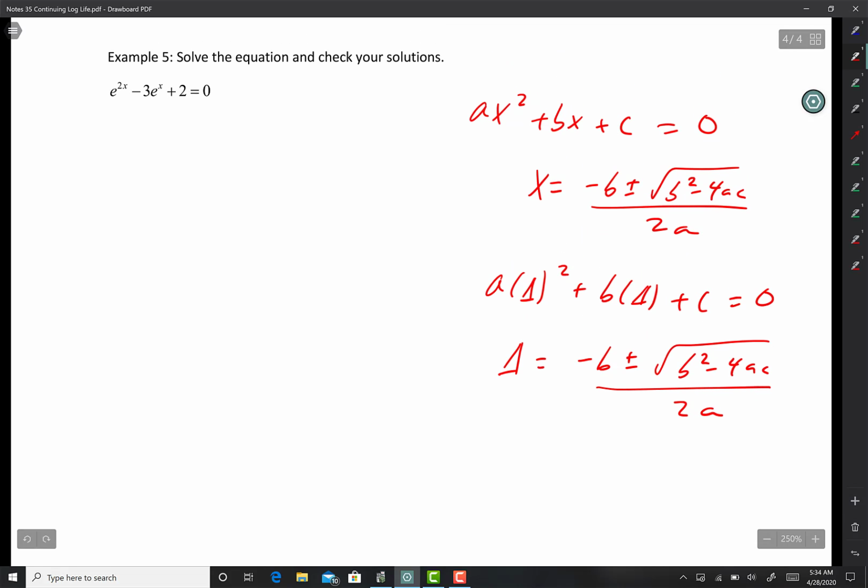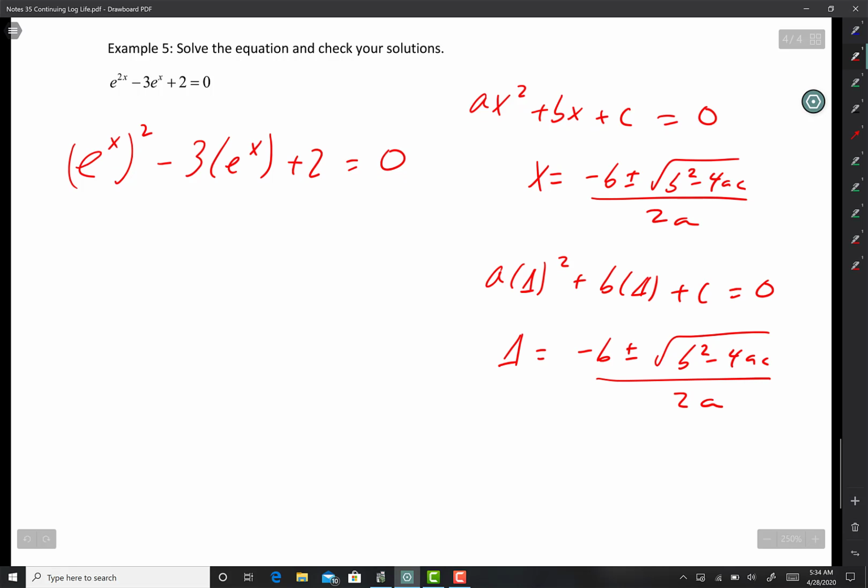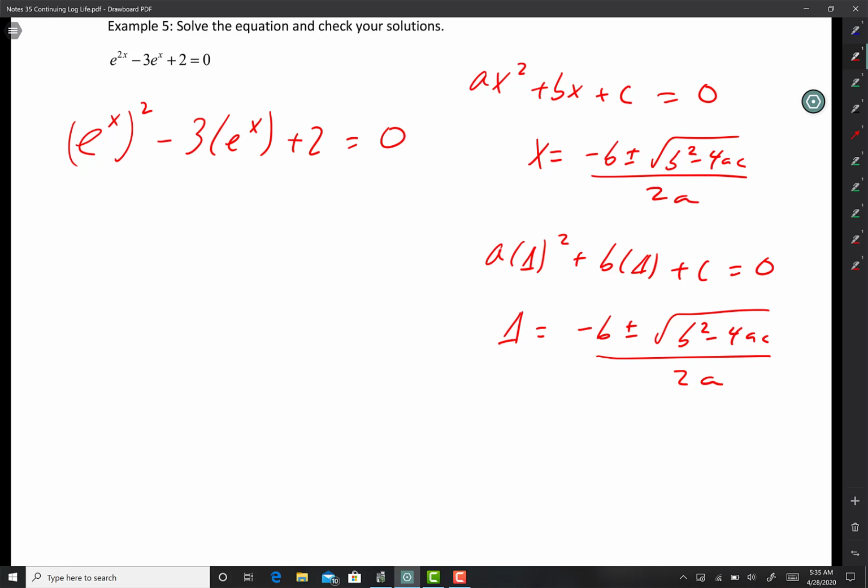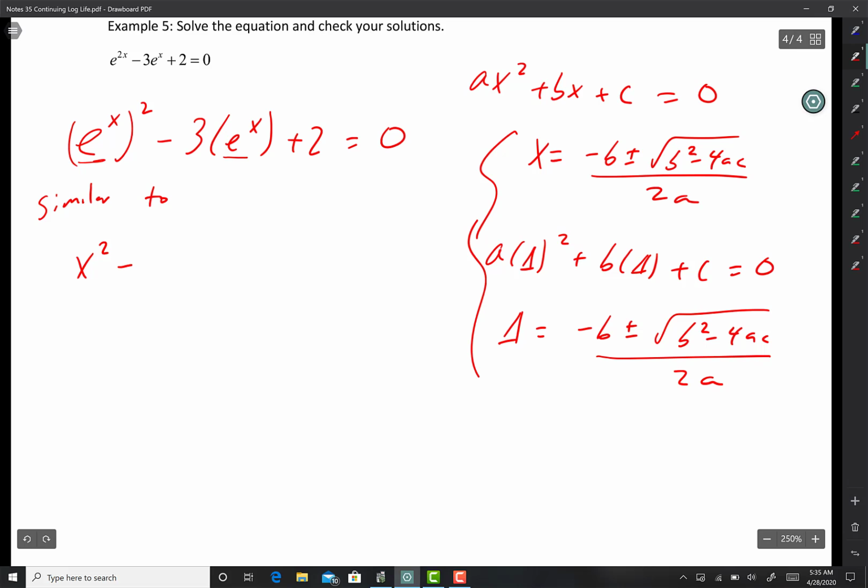If you notice, that says e to the power 2x, that says e to the power x. This looks like a quadratic, guys. I can rewrite this as e to the x, squared, minus 3 e to the x plus 2 equals 0. And now we're good. Now we can say, oh okay, that looks just like this. So now what I'm solving for is e to the x, as you can see. Or maybe you can factor it. Maybe this is factorable. This is similar to x squared minus 3x plus 2 equals 0.